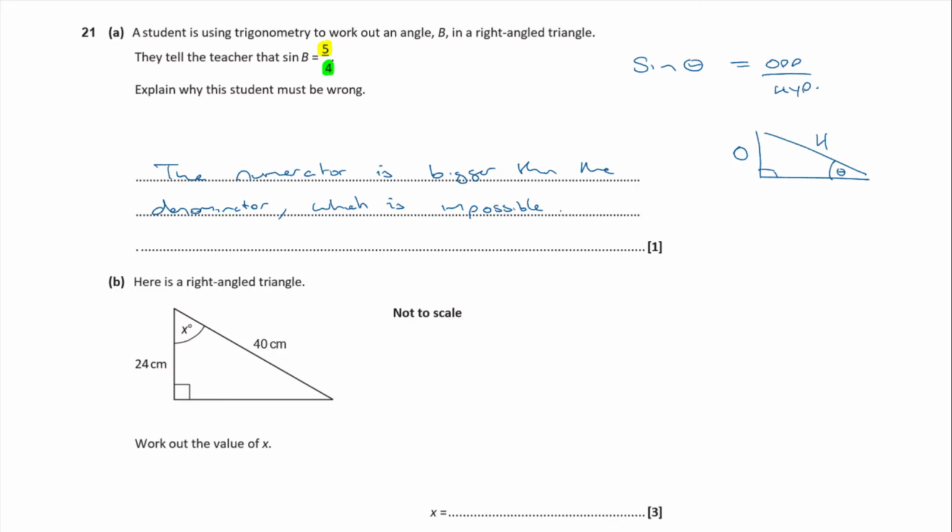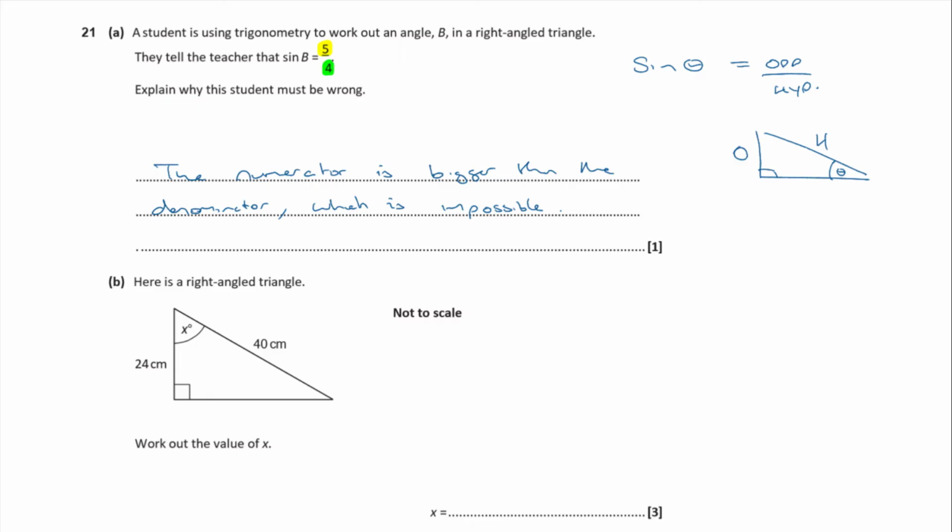Now, I don't really need to go into any more detail than that because it's only a 1-mark question. I mean, I could go on and say, well, you know, the hypotenuse has to be bigger than the opposite, but it's a 1-mark question. So I think if I just write down the numerator is bigger than the denominator, that's how I can tell it's wrong. I think that's acceptable for this question.